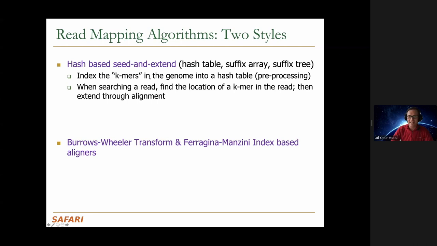They essentially do some pre-processing of the genome and create an index of the genome using a hash table. And then when you get a read, you basically index into this hash table and find the potential location of a small piece in the read. And then you extend through alignment. Essentially, this is called seed and extend. You index the hash table using the seed and get potential locations. And then you try to see if the full read matches the reference genome in any of those locations.